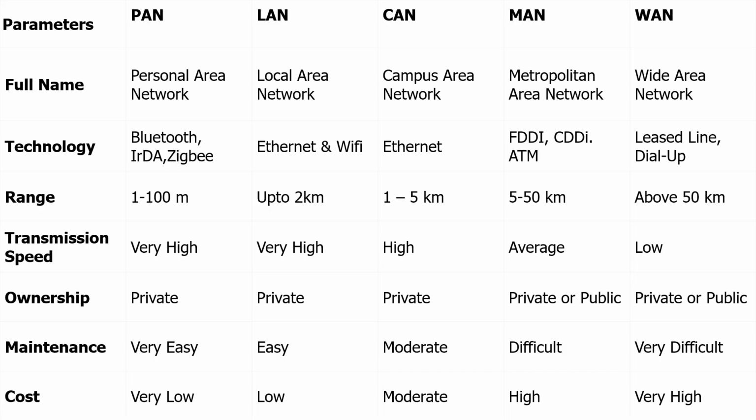And ownership: PAN means personal area network. In each and every home, within a room, we have our personal area network, so it is private. LAN is also private, CAN is also private, and MAN and WAN may be private or public. Coming to maintenance, it is very easy for PAN and LAN compared to others. In MAN and WAN it is very difficult. The cost is very low for PAN and LAN since the geographical area covered by these two networks is very small, and it is moderate in CAN, campus area network. In metropolitan area network it is somewhat high, and in WAN the cost of network maintenance is very high.